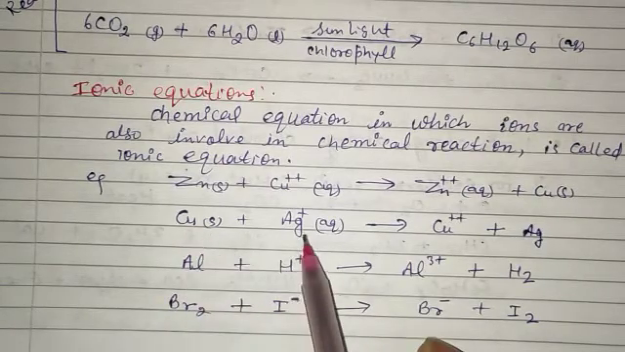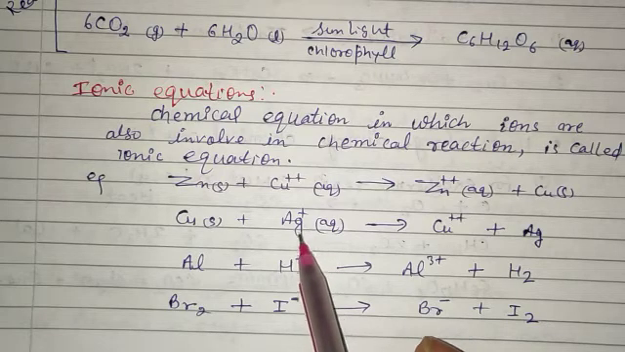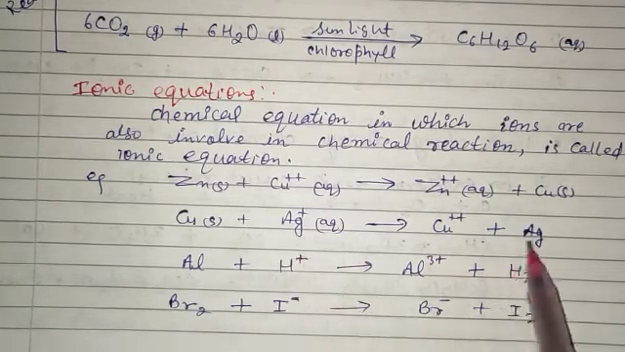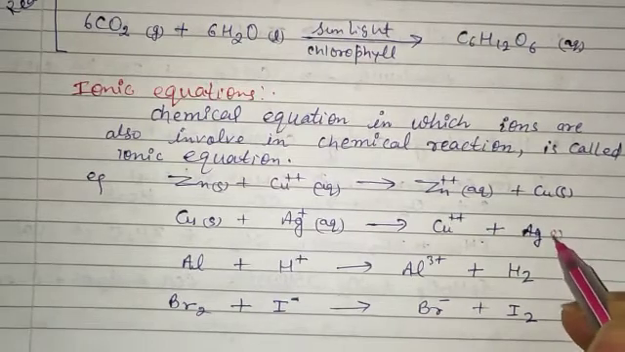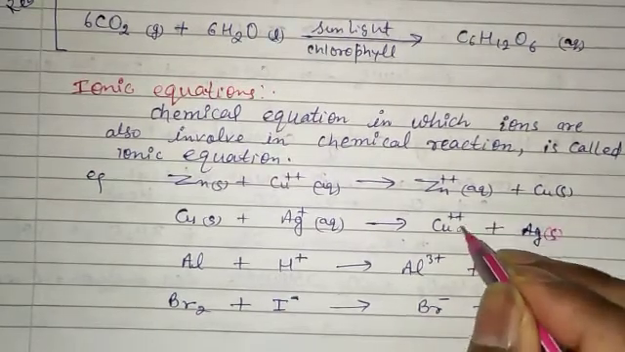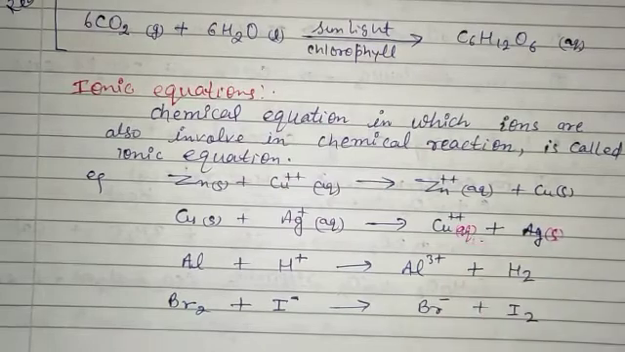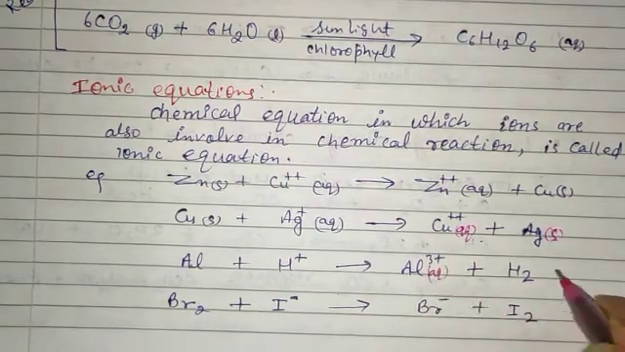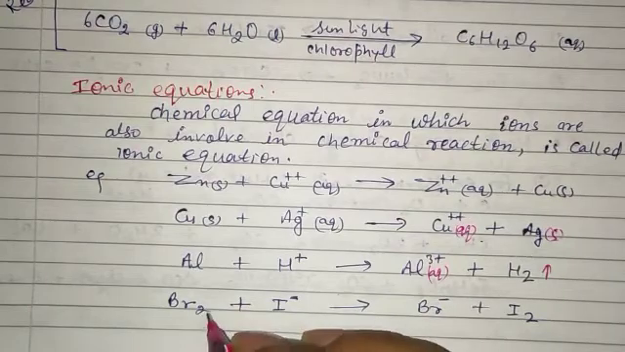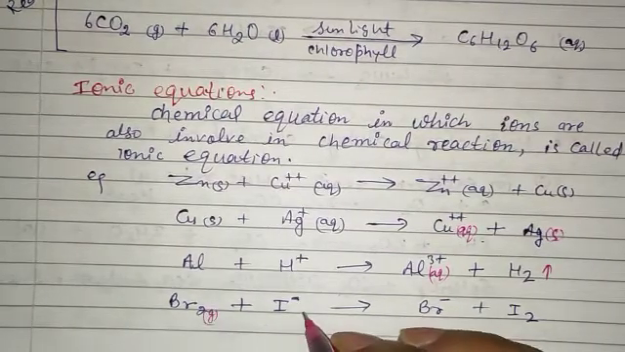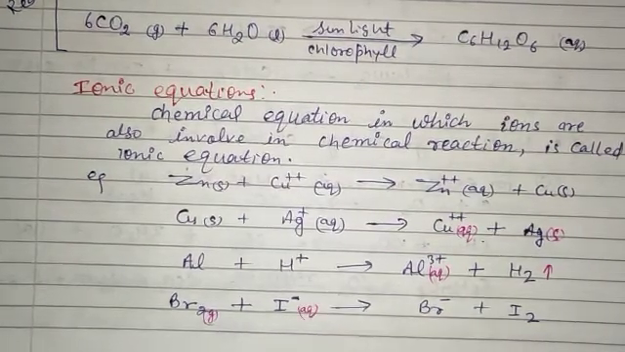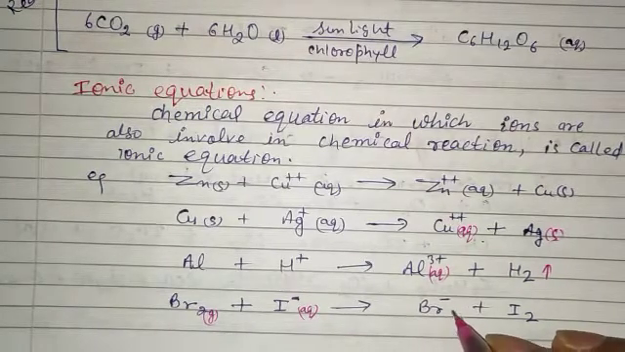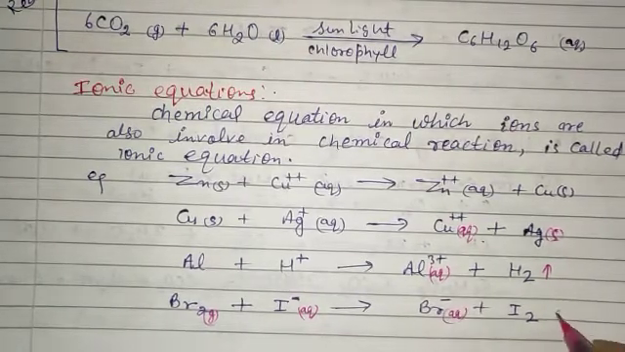Solid copper reacts with aqueous silver ion, which converts into solid silver and copper ion in aqueous form. Aluminium reacts with hydrogen ion, giving aqueous aluminium ion and hydrogen gas released. Bromine gas reacts with aqueous iodide ion. It produces aqueous bromide ion and solid iodine.